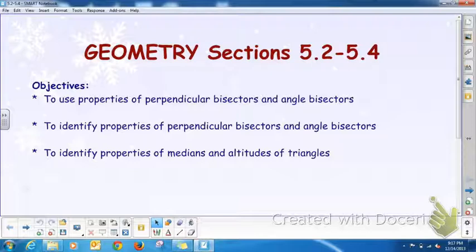So our objectives here are to use properties of perpendicular bisectors and angle bisectors. We're going to identify properties of perpendicular bisectors and angle bisectors, and then we're going to identify properties of medians and altitudes of triangles.